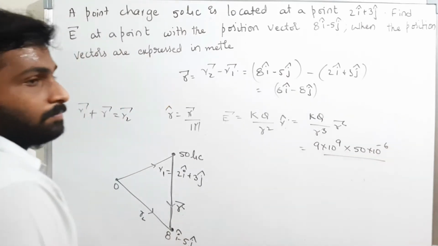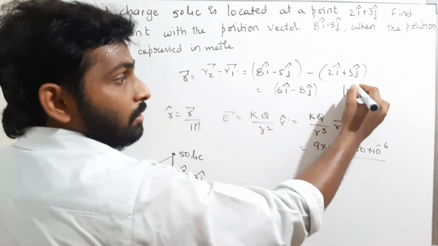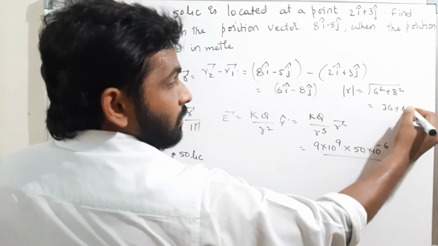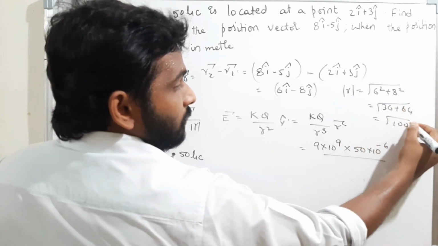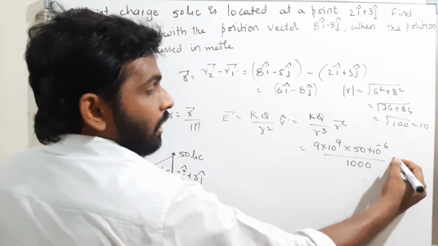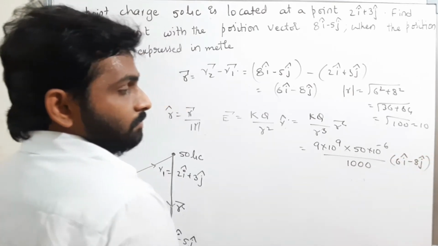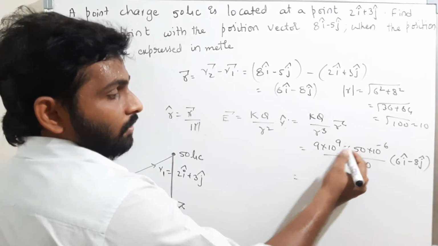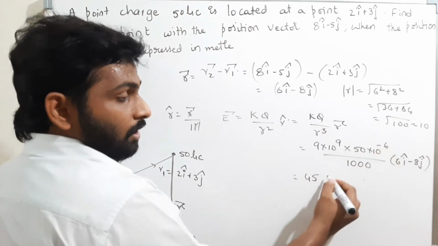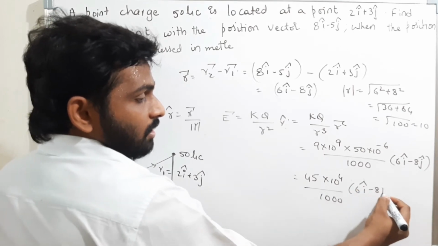And what is the distance? R bar is 6i cap minus 8j cap. What is mod R? Mod R is nothing but root of 6 square plus 8 square. That is 36 plus 64, root of 100, that is 10. 10 cube is 1000, into R bar, that is 6i cap minus 8j cap. Now solve it. 9 5s are 45. 10 power 9, 10 power minus 5. Therefore 10 power 4 by 1000 into 6i cap minus 8j cap.